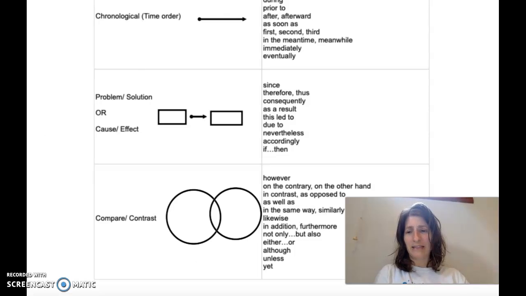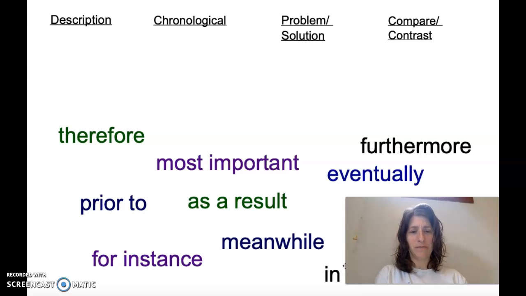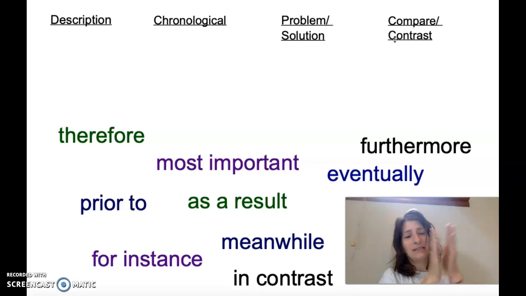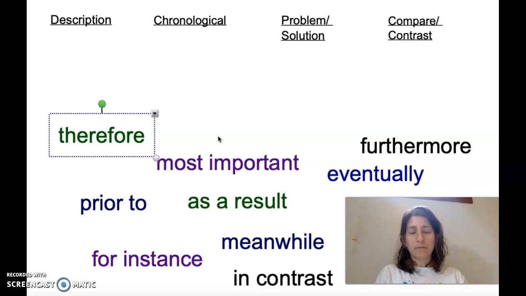Let's take a look at some practice here. So I've got a few words. Let me just move some over. I've got a few words, and I want you to think about what kind of a transition word is it? Is it used when I'm describing something and I'm telling more about the same idea? Is it something that helps me to go in order of the words, chronological? Is it like problem solution or cause and effect? Or is it when I'm comparing, saying how something is the same, or contrasting, saying how it's different? Let's go over a few of these.